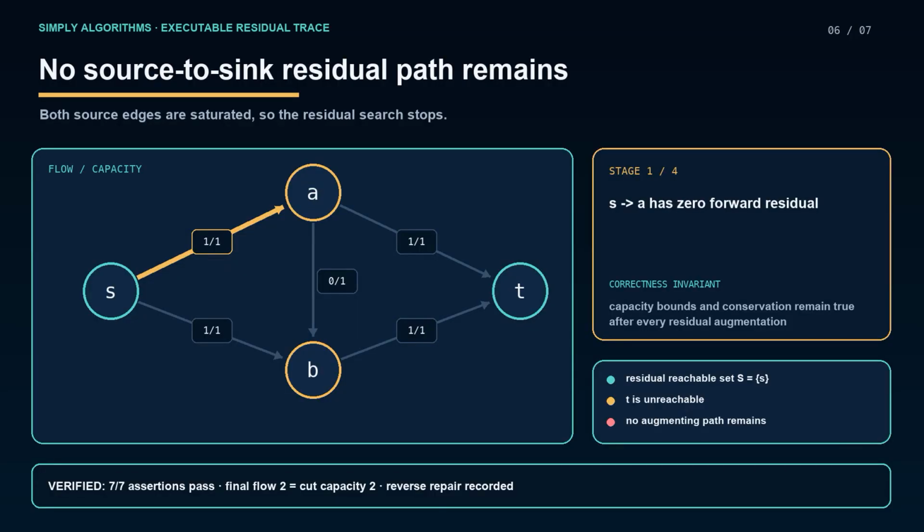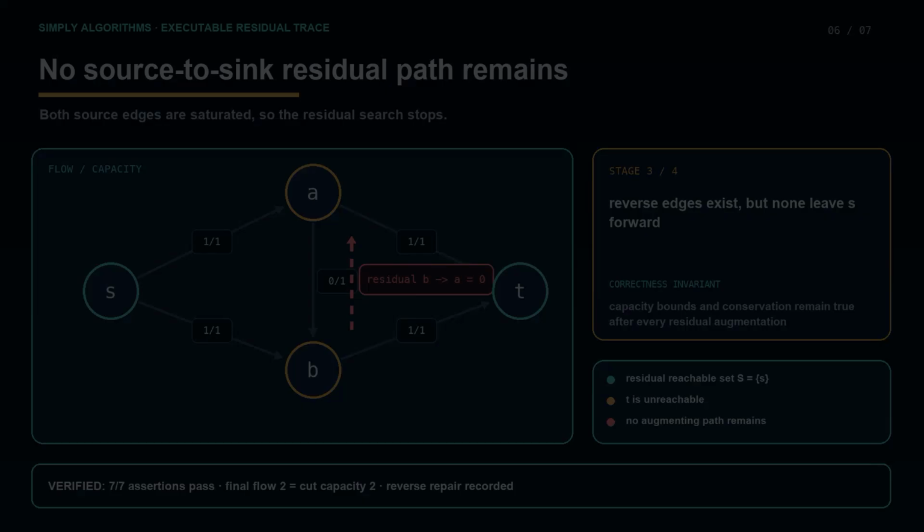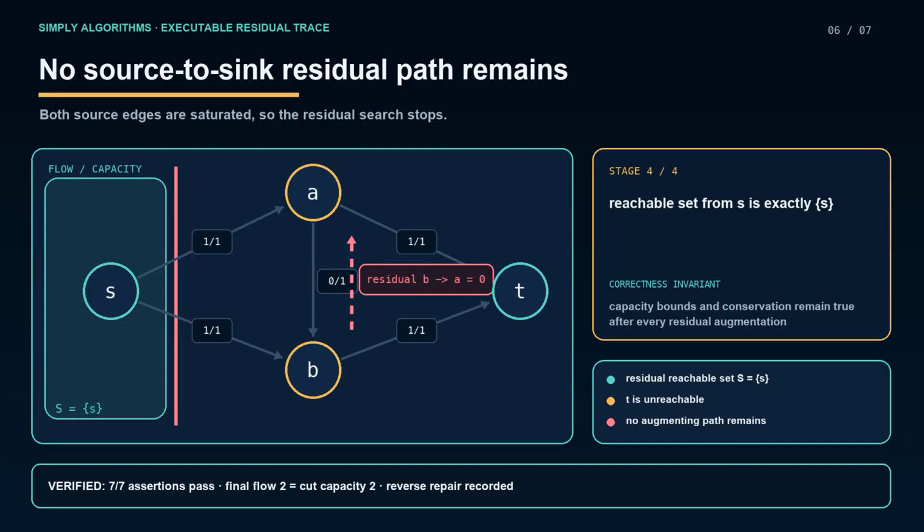In the final flow, both edges leaving S are saturated. The residual graph therefore has no positive capacity edge from S to either internal node. A residual search can reach only S, not T, so there is no augmenting path left. The algorithm stops with a feasible flow value of 2.